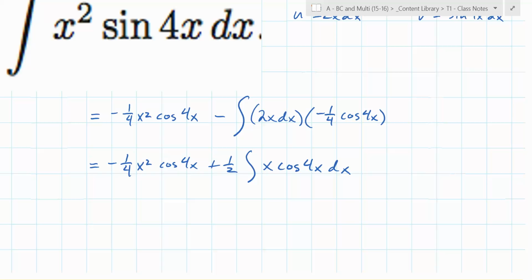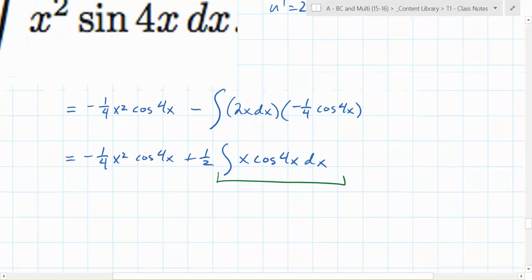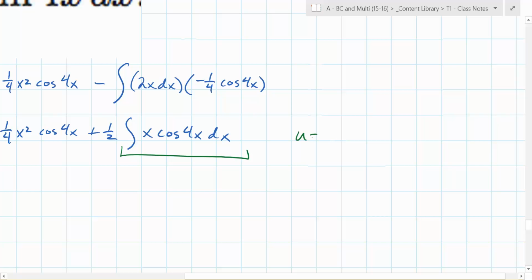So if we do this again, we're now looking to do just this by parts right here. What's u going to be this time? So u prime is dx. So v prime is going to be cosine 4x dx. So what's v going to be equal to? 1/4 sine of 4x, thank you.